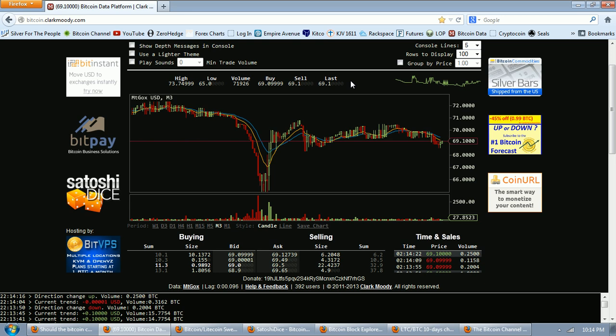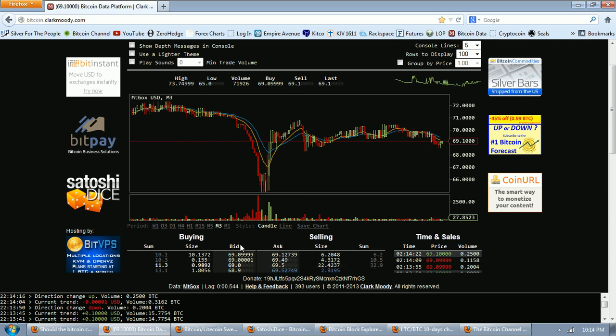Here is the chart of the Bitcoin from clarkmoody.com. And you can see we had a minor sell-off this evening down to about 65, roughly, or so. And you can see the kind of snapback rally.